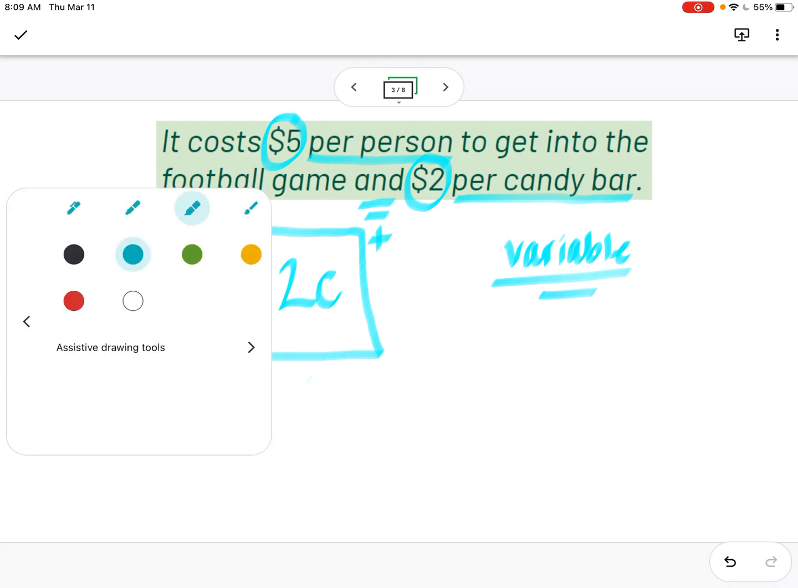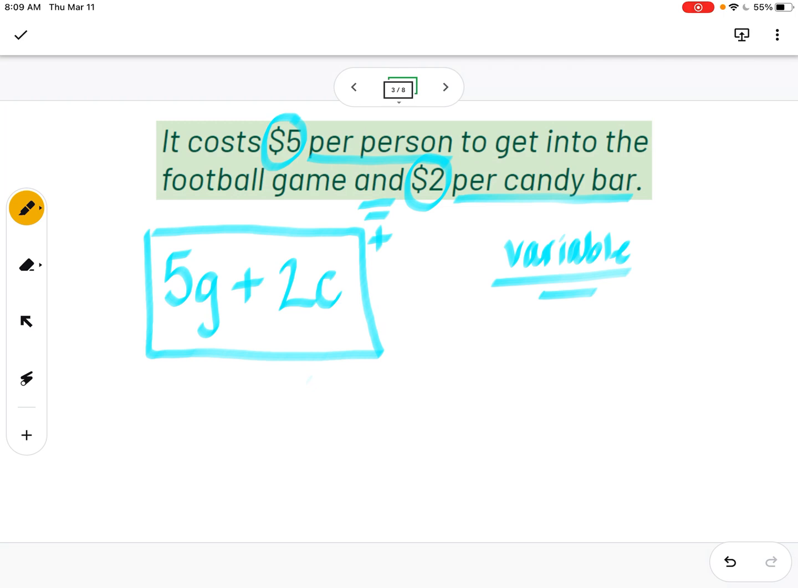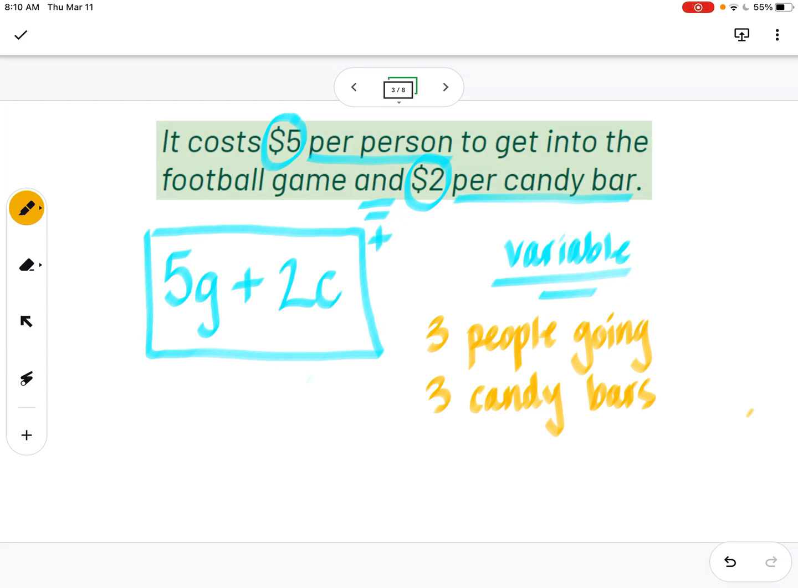All right, and then let's talk about a hypothetical situation in which we can solve this. So let's say that there are 3 people going to the game, and let's just say they each get a candy bar, so 3 candy bars. And we were asked to solve, okay, how much are you going to pay total? Same thing, we would just go ahead and plug these in for our variables. So since there's 3 people going, I would do 5 times 3, plug it in for G, plus 2, and I'm going to plug in the 3 for the 3 candy bars we're going to buy.